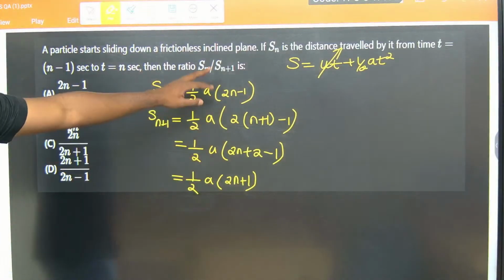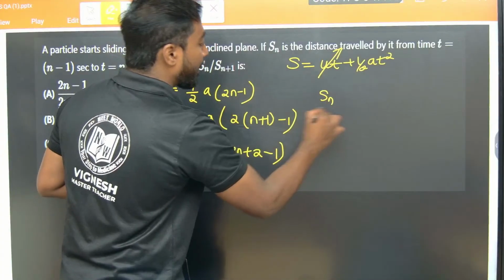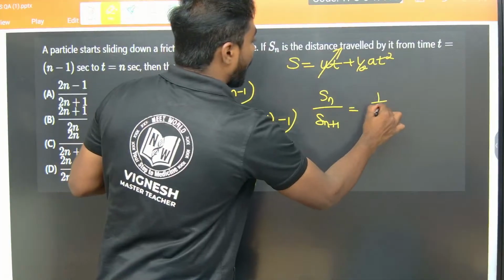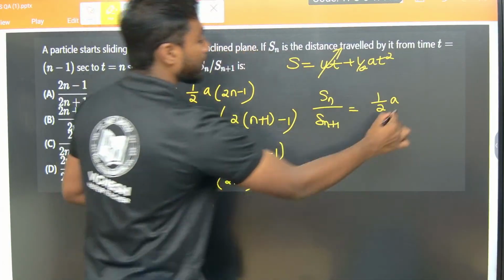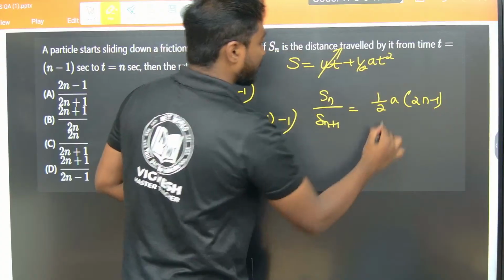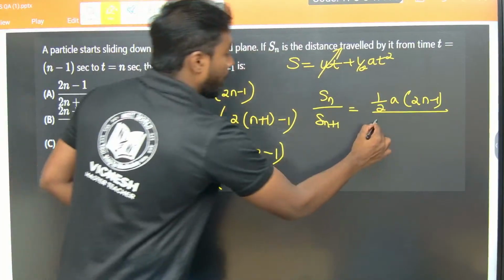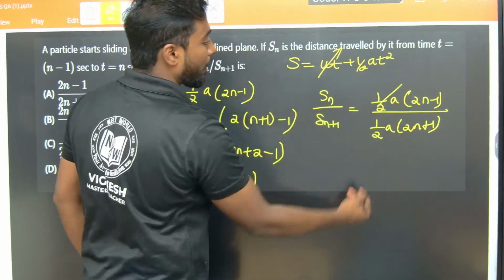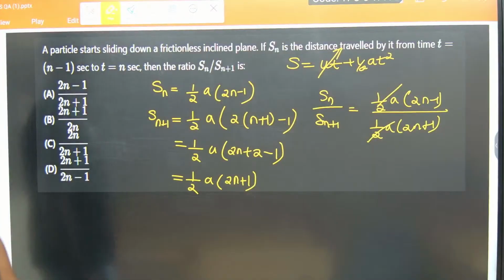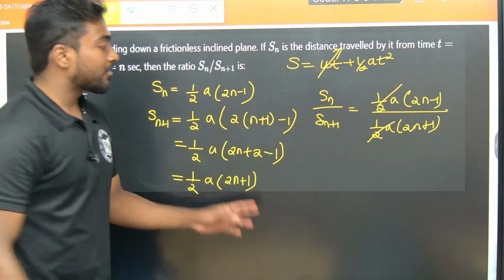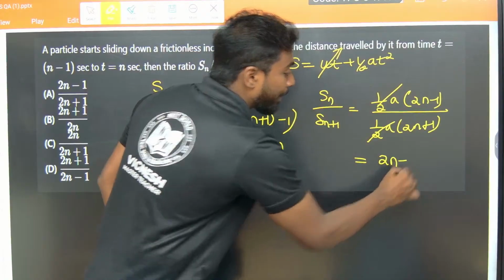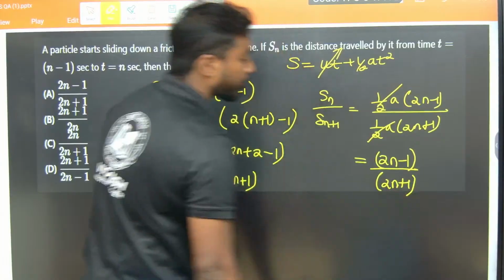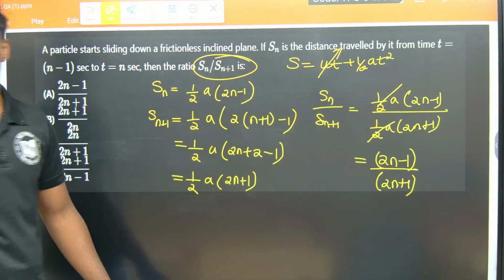So they are asking about the ratio of Sn by Sn plus 1. So write the equations there. It is half into a into 2n minus 1 divided by 1 by 2 a into 2n plus 1, that's it. So a by 2 will get cancelled. The final answer will be 2n minus 1 divided by 2n plus 1. They are asking the ratio Sn by Sn plus 1.